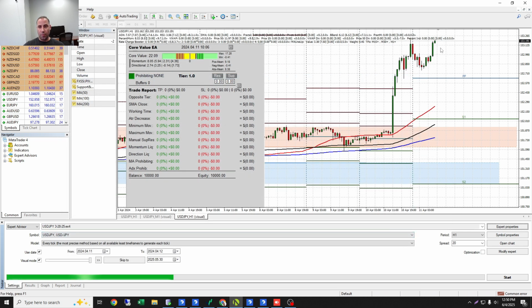So as you can see here, we don't open up a trade. We are in tier 1. Core value is 22.09, but the directional value is not above 4.5, so we will not take a trade here. And that's how that feature works.